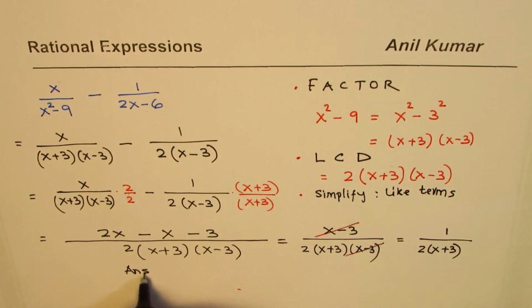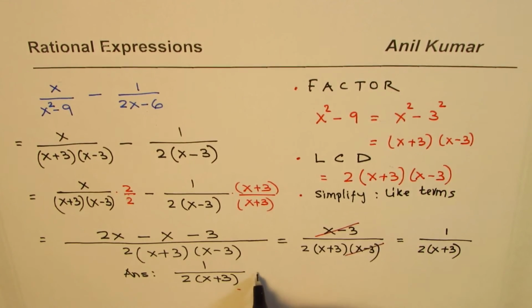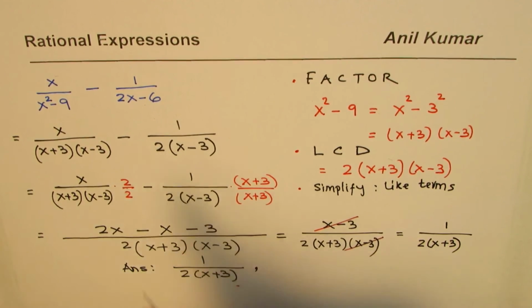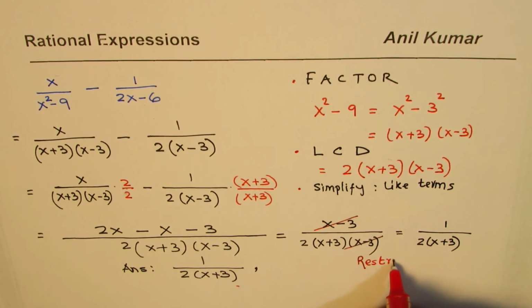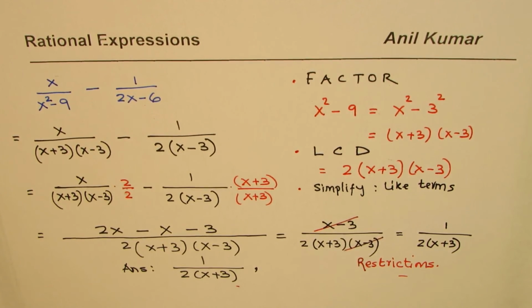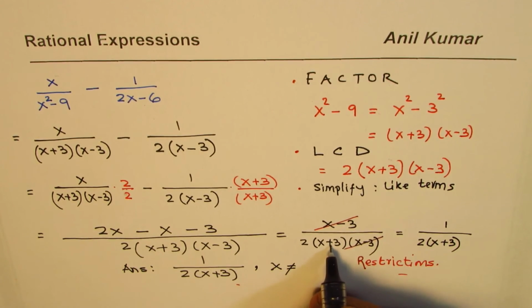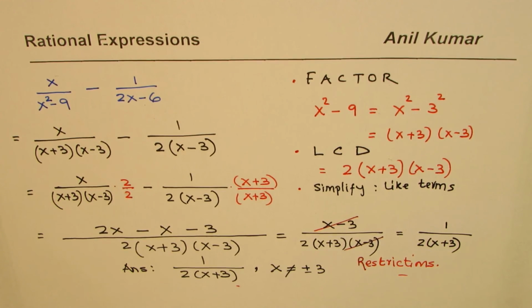Now one more thing we have to consider. We are writing answer as this is equals to 1 over 2 times x plus 3. Is there anything which I have missed? That's an important question. Whenever you work with rational expressions, you have to always include restrictions. Okay, so what are the restrictions for this expression? You have to look before cancelling. So restrictions are x is not equal to negative 3 or positive 3. We can write this as not equal to plus minus 3. So that is how you can actually subtract rational expressions.